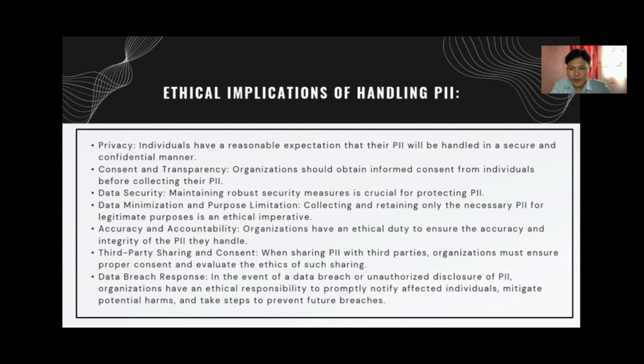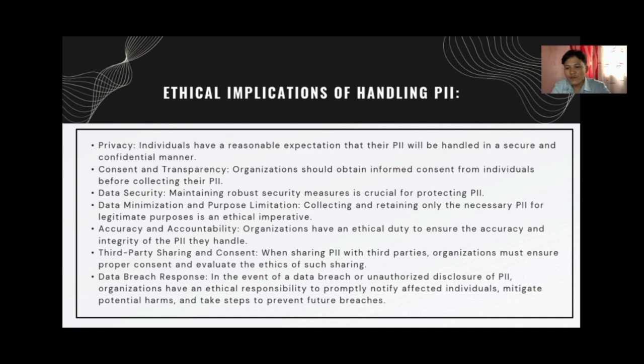Next, we have third party sharing and consent. When sharing personally identifiable information with third parties, organizations must exercise caution and ensure proper consent. It's important to evaluate the ethics of such sharing and have clear agreements in place to safeguard the privacy and security of the shared information.